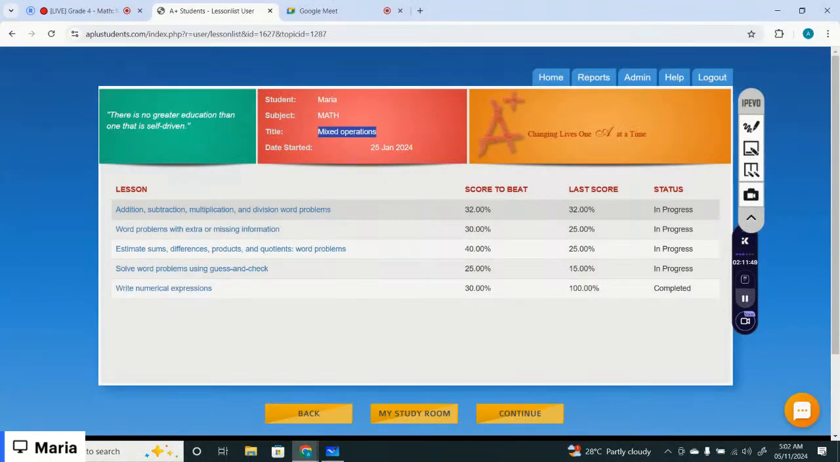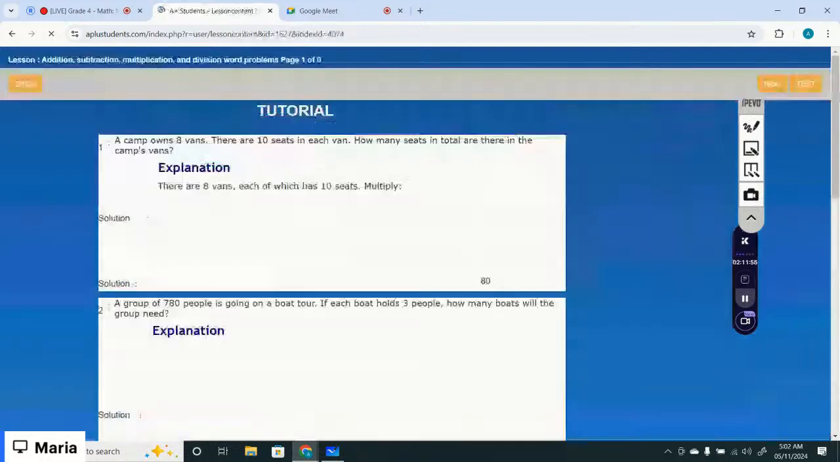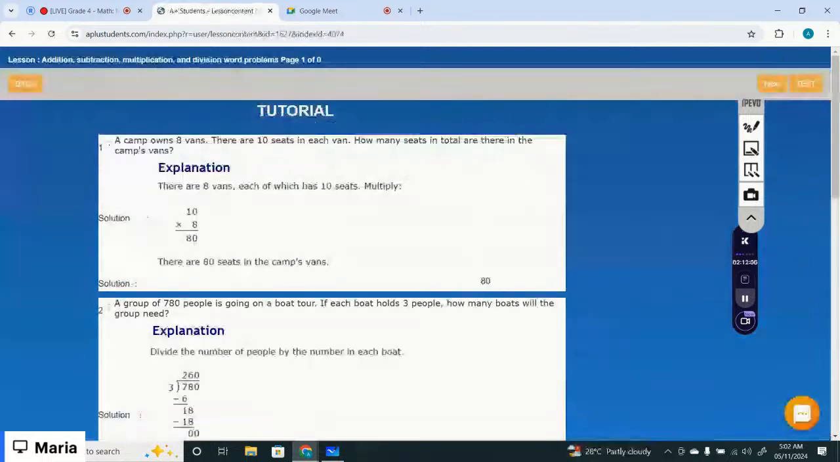So here I am on grade 4 math. The chapter we are on right now is mixed operations. Let's start with the lesson that is addition, subtraction, multiplication, division, word problems. Let's start with the first question. A camp owns 8 vans. There are 10 seats in each van. How many seats in total are there in the camp's vans?